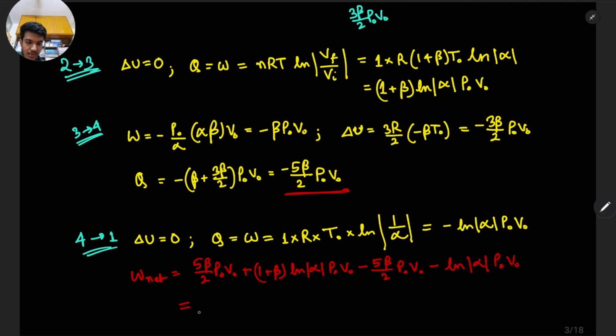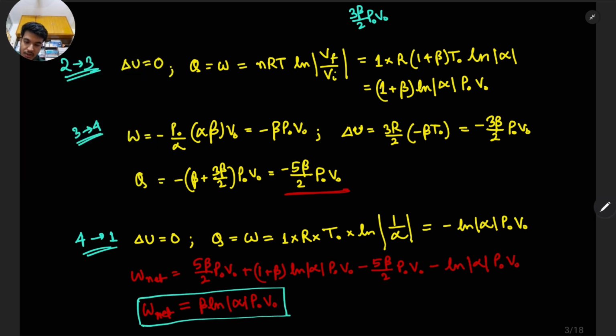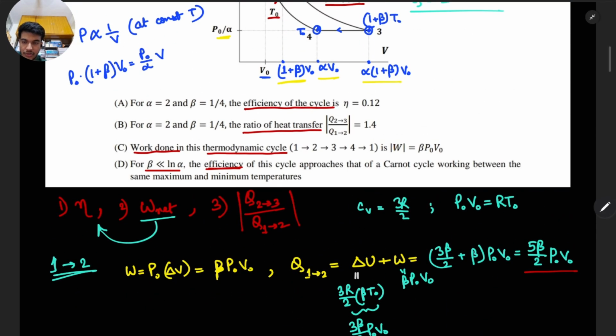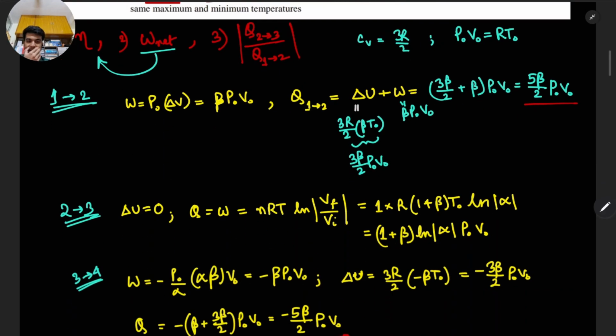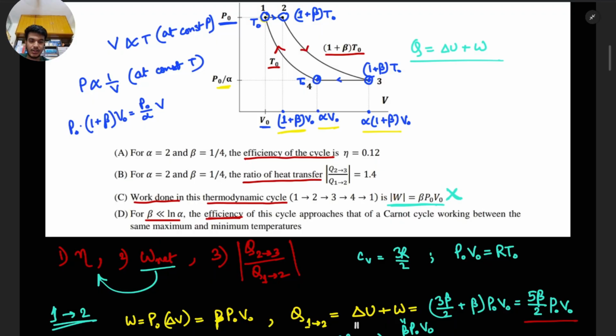So the net work done is basically beta ln alpha P0 V0. As I remember, option C gave the net work done as this, which is absolutely incorrect. As you can see, it is not right. So this is incorrect.